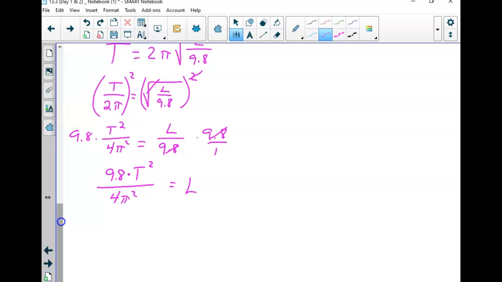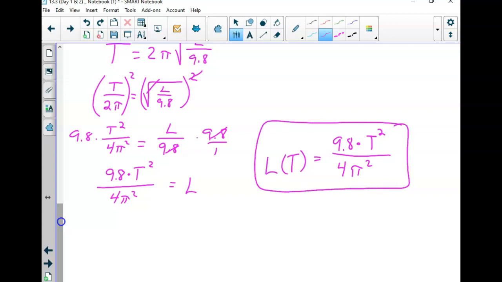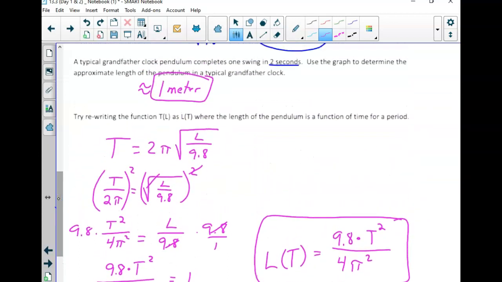What that means is my length in terms of time equals 9.8 times t squared divided by 4 pi squared, and all we did was rewrite that. Notice that we've been finding inverse functions, but this did not say find the inverse. It said rewrite the function. That just means solve your original function for L. Here I plug a time in to get a length, and up there I plug a length in to get a time. All we did was manipulate our equation.